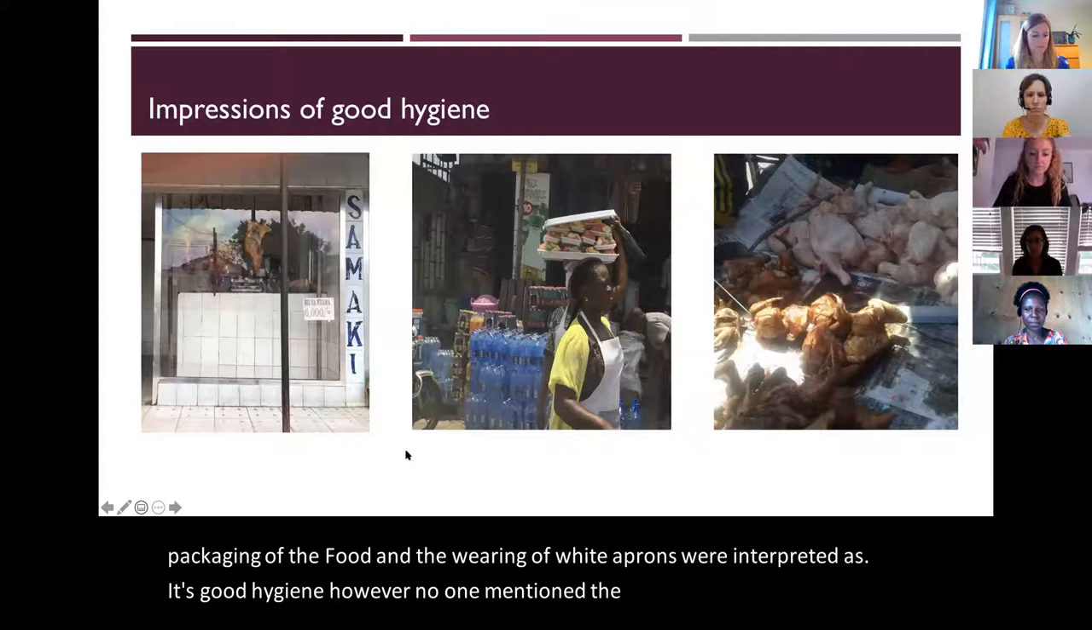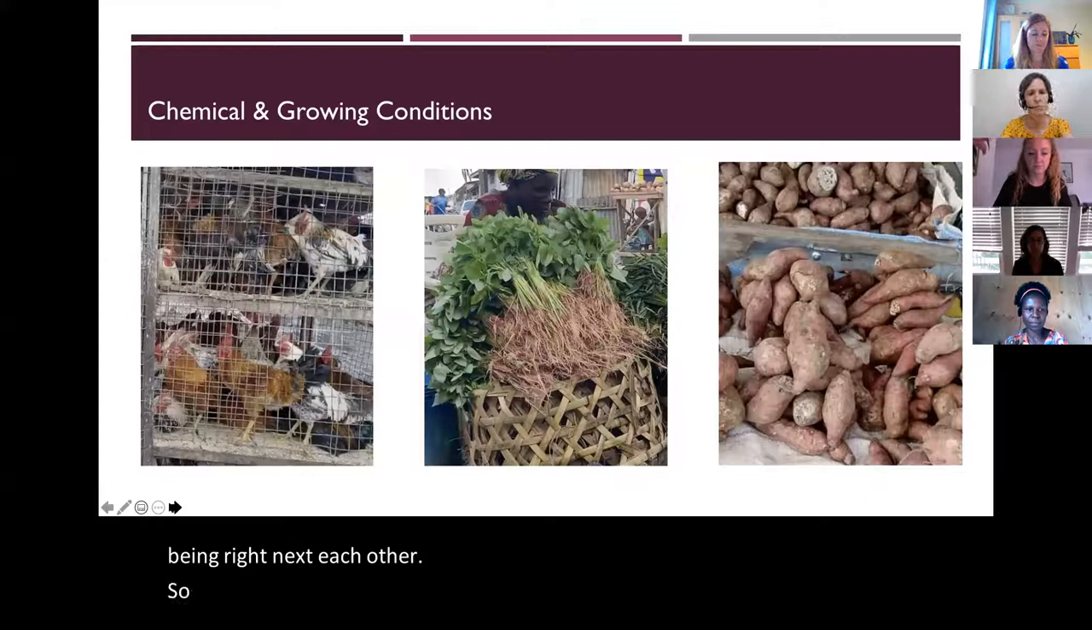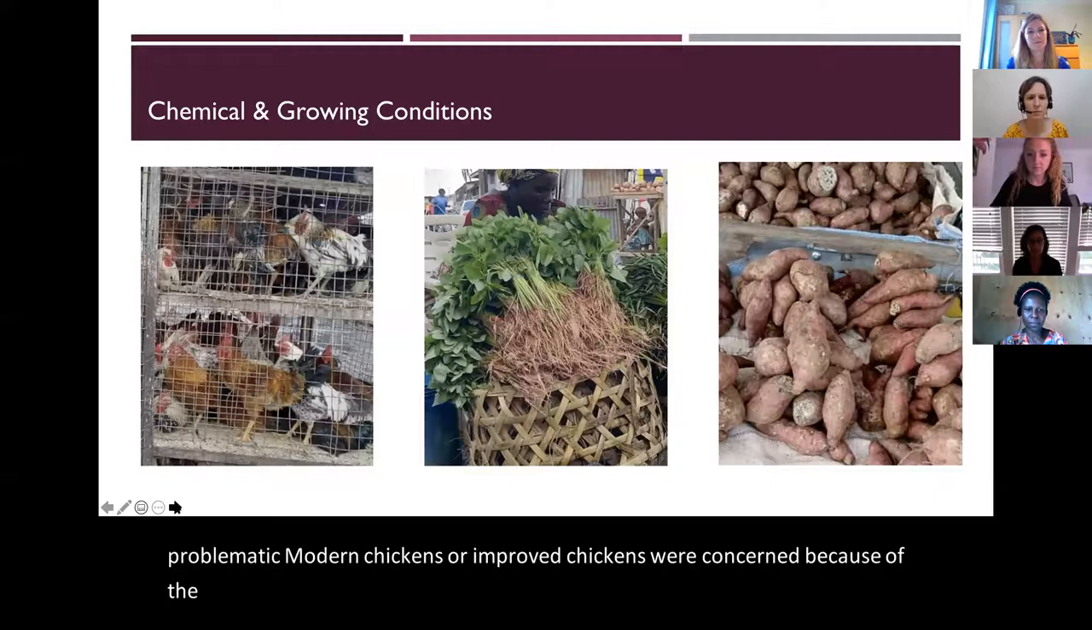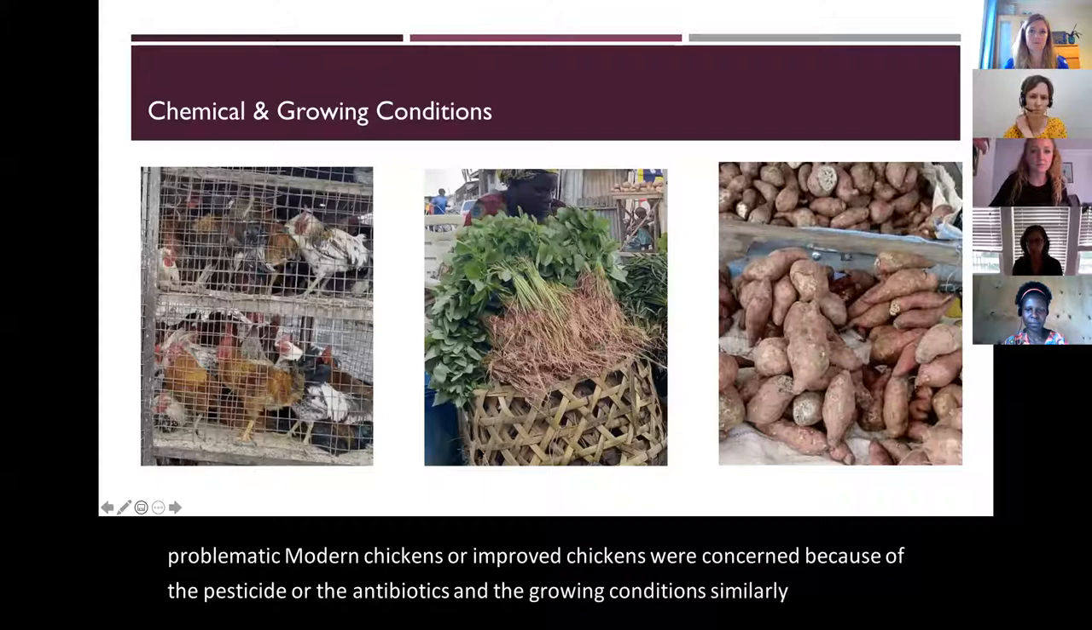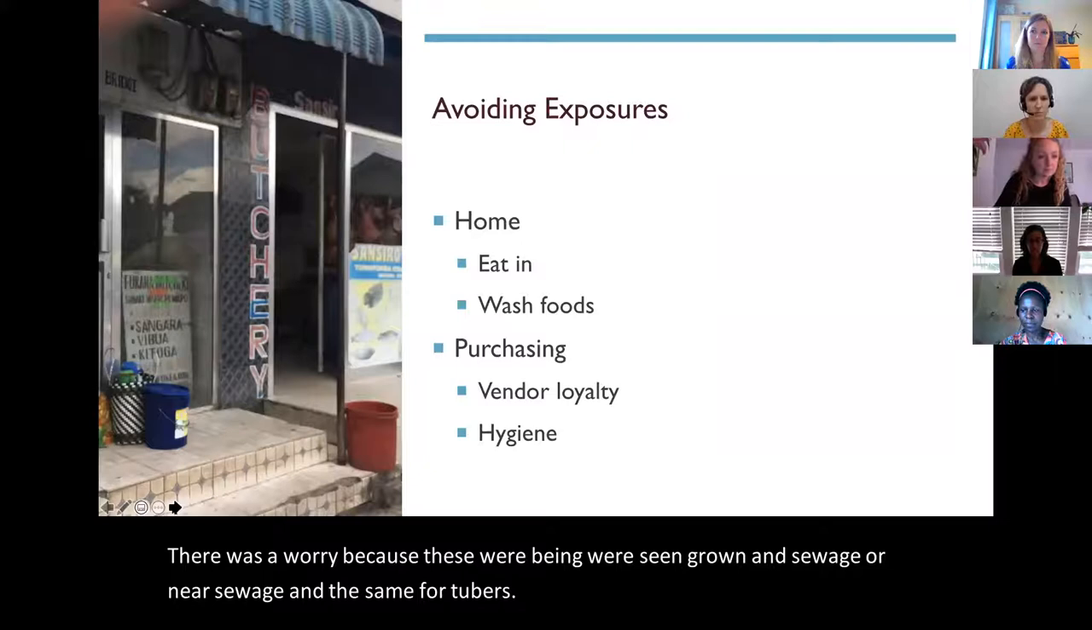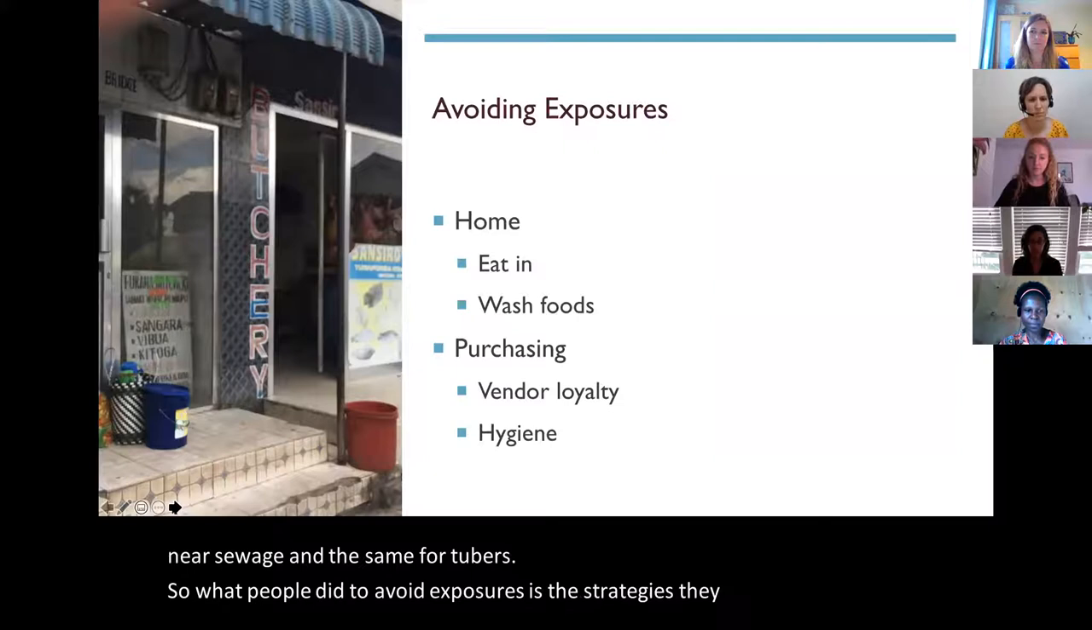So here, the chemical and growing conditions, as I mentioned, were problematic. Modern chickens or improved chickens were a concern because of the pesticides or the antibiotics and the growing conditions. Similarly with leafy greens, there was a worry because these were seen grown in sewage or near sewage. And the same for tubers. So the strategies people employed to avoid exposures were simply not eating outside of the home, and if they did, they could wash chemicals and residues off of raw foods.